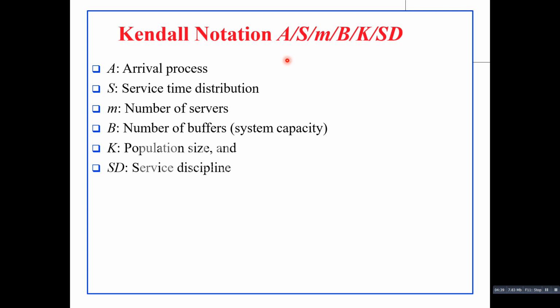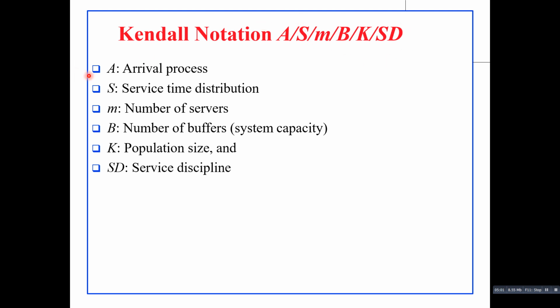So how do we represent this? We have the Kendall notation. Kendall notation is how you represent a queuing system. If you see something like A slash S slash M slash B slash K slash SD, this is the way you represent a queuing system or queuing process.